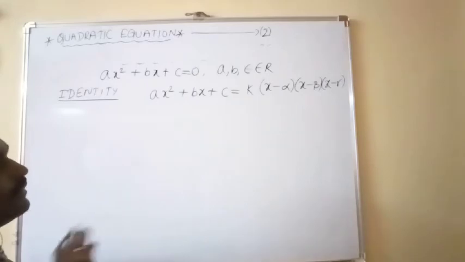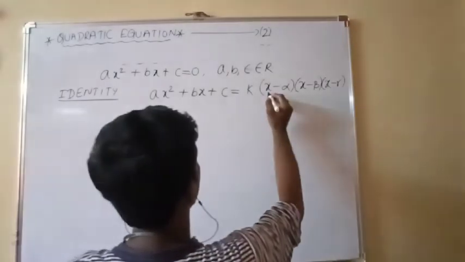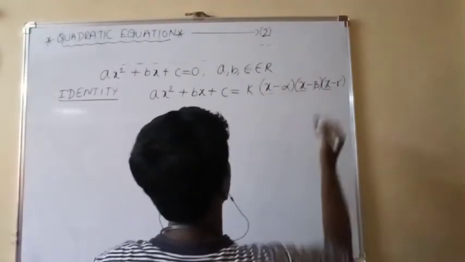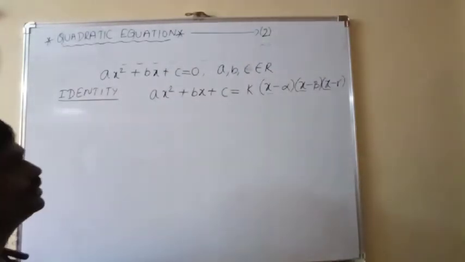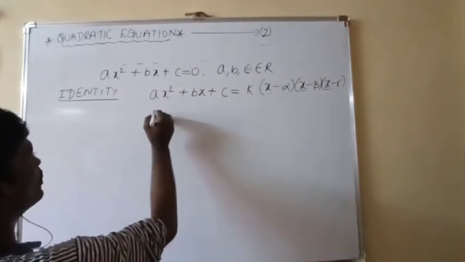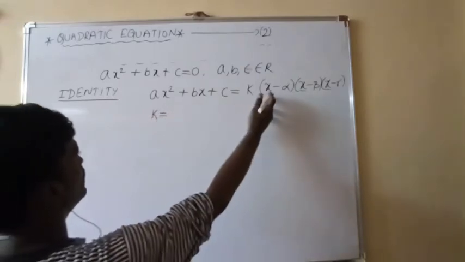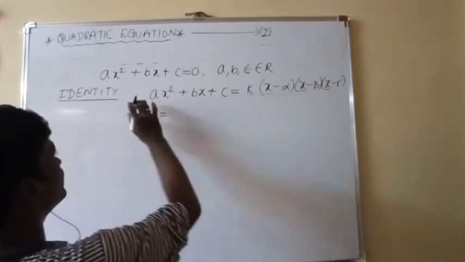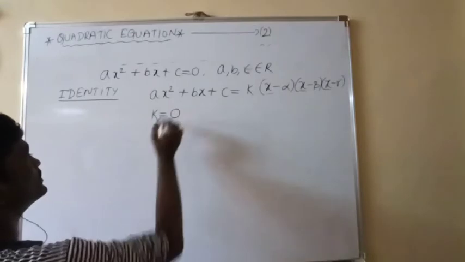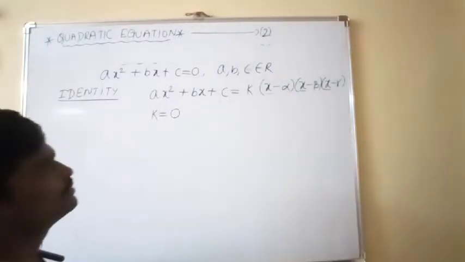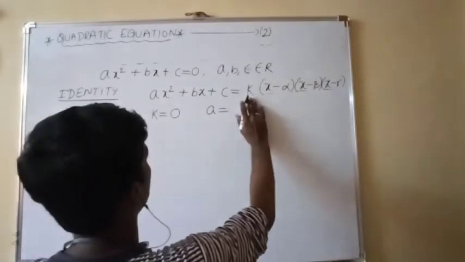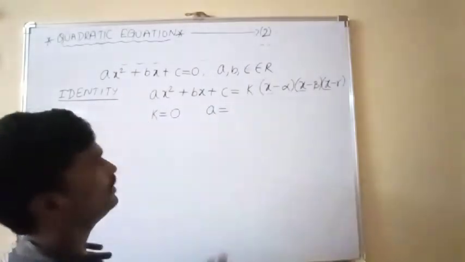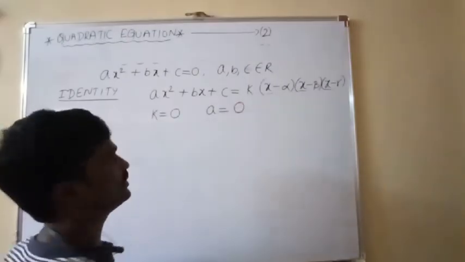So if you multiply this, what is the highest x power you will get? x cube. Okay. Equating corresponding coefficients, what will you get? The x cube coefficient is k on the left, and on the right the x cube coefficient is nothing, so it is 0. Next, comparing the x square coefficient, the left side is a, the right side is k into something, but k is anyway 0, so what is the value of a?